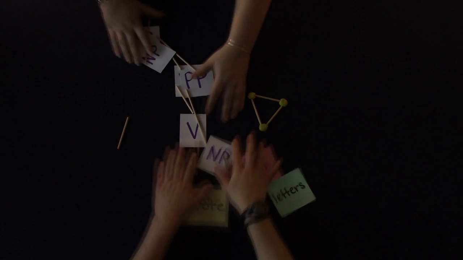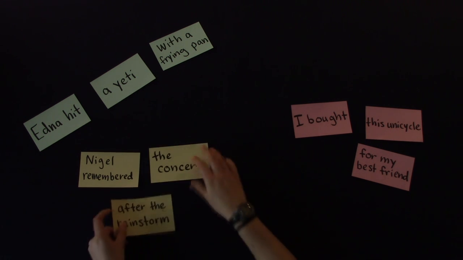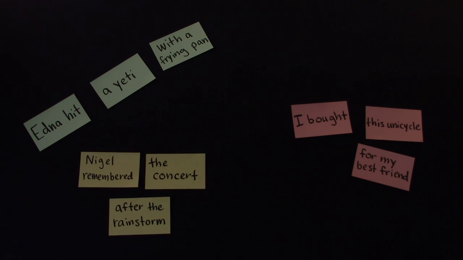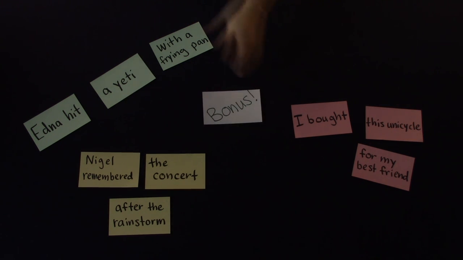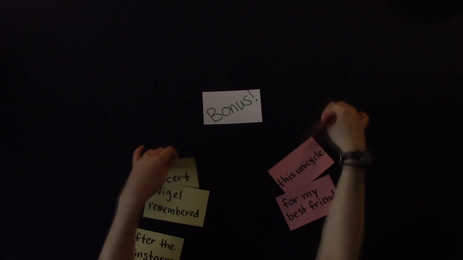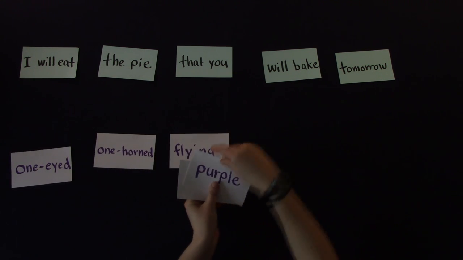Here are some more sentences that are ambiguous. You should think about them. Edna hit a Yeti with the frying pan. I bought this unicycle for my best friend. Nigel remembered the concert after the rainstorm. It's good practice to sit down and think about the different possible readings that each linear order could have. Bonus! Here are two more ambiguous sentences that have slightly different attachment ambiguity. I will eat the pie that you will bake tomorrow, and one-eyed, one-horned, flying purple people eater.